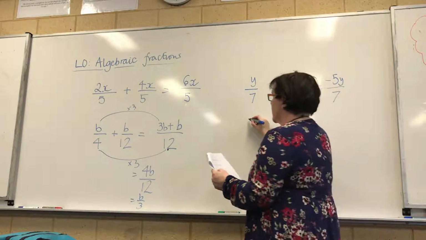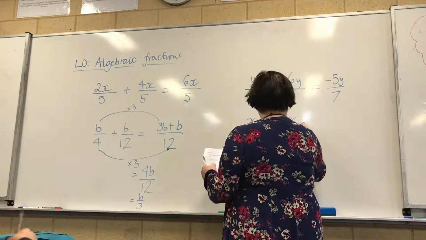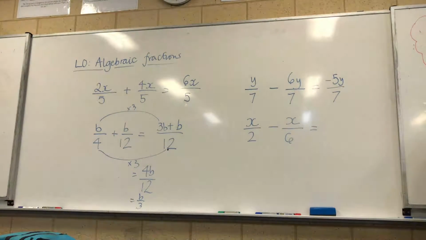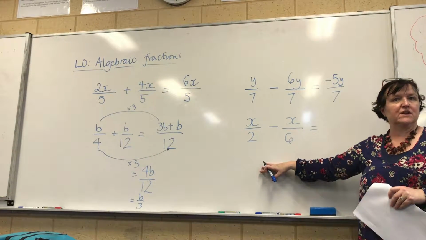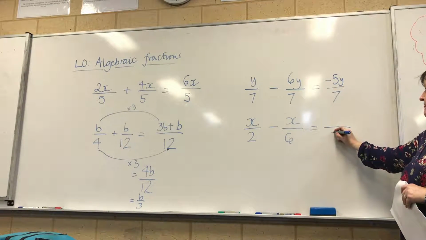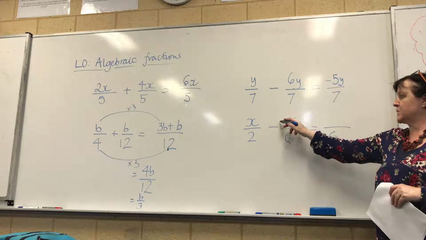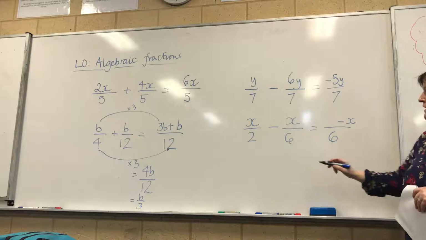Okay. So we'll have x over 2 subtract x over 6. Now, lowest common denominator of 2 and 6. 6, that's right. So obviously this one is going to stay the same, so we can do minus x just here.